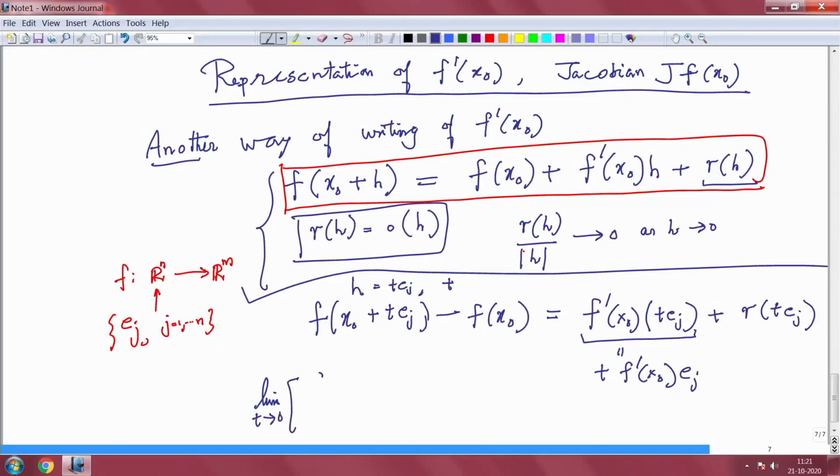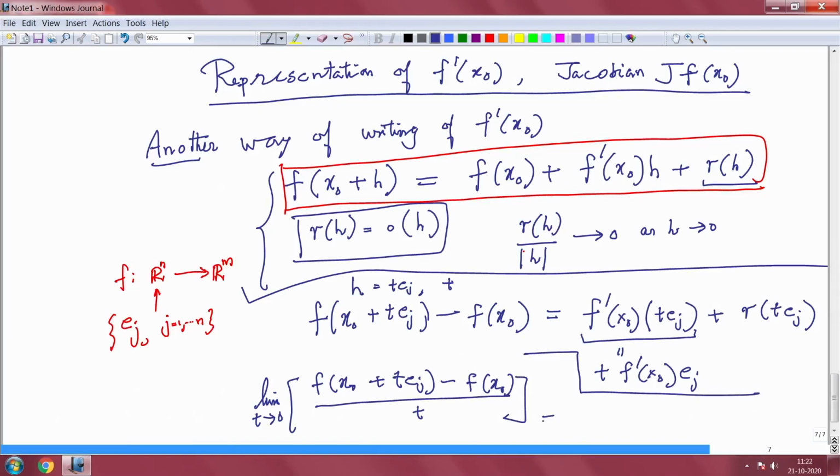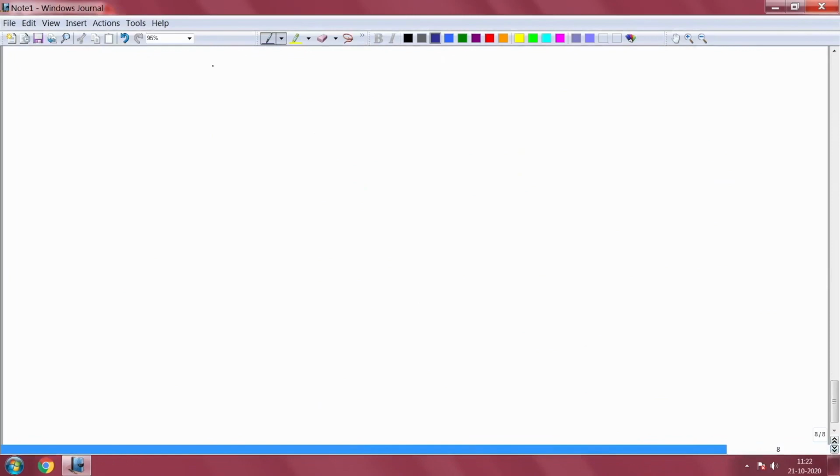As t tends to 0, if I take f of x naught plus t e_j minus f of x naught by t, what will happen to this term? I have divided by t. If I divide that one, I get exactly f prime of x naught e_j, and R of t e_j by t tends to 0 by my second condition. So, this is nothing but my partial derivative. I can recover all my partial derivatives by the action of my linear operator on the standard basis elements. You can also compute, I will leave it as an exercise, not only the partial derivative, you can also compute in any direction of f.